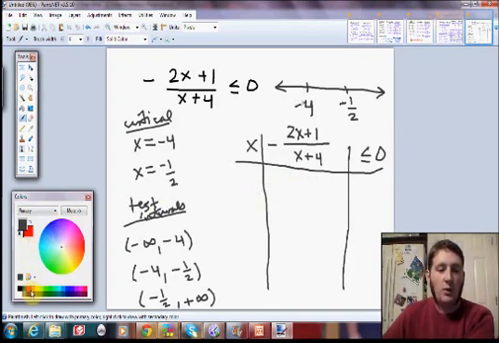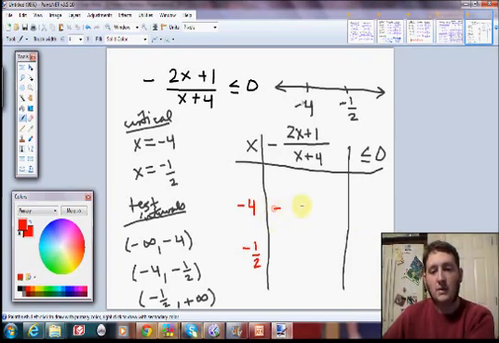All right, I'm going to put the critical values here in red. -4, -1/2. And some of you are going to go, okay, well, it was less than or equal to, so I'm going to go ahead and fill in my solid circles over here. And to that I say, not so fast.